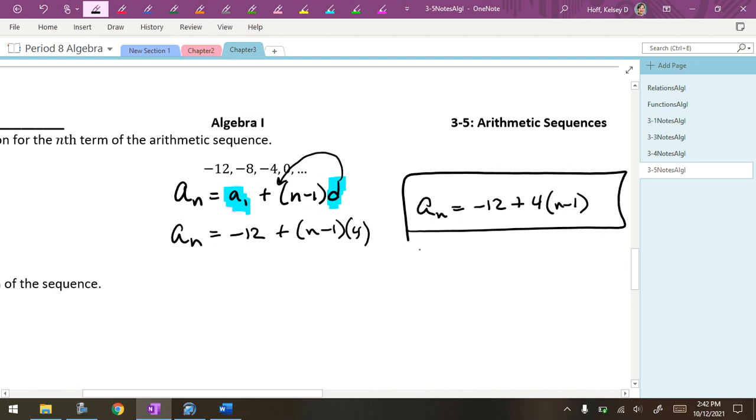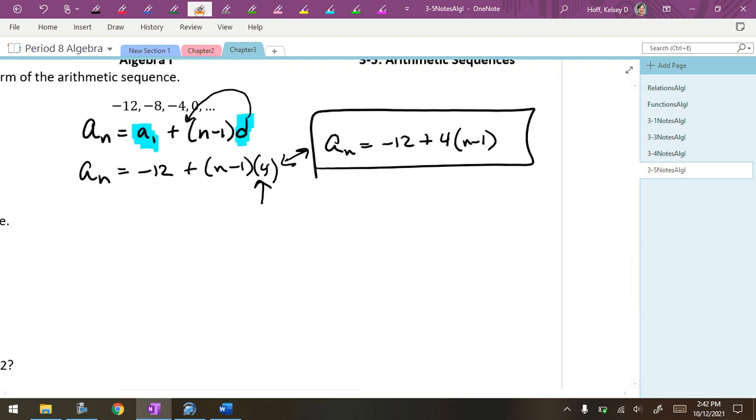If we wrote the 4 on the opposite side, would that change it? No, but I would just make sure to put the 4 in parentheses to make sure that it's multiplication. 100%. Technically, either one of these is correct. I just hate that 4 in the back of it. Okay? I'm going to tell you, if you get this wrong on Alex, Alex is going to say, sorry, you're wrong. The answer is actually A of n equals 4n minus 16.